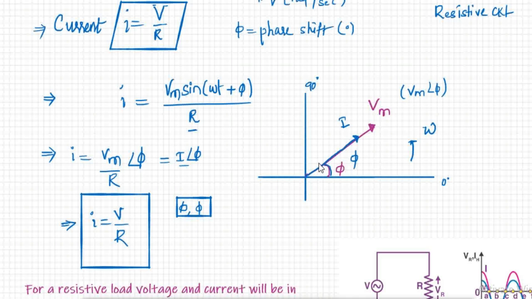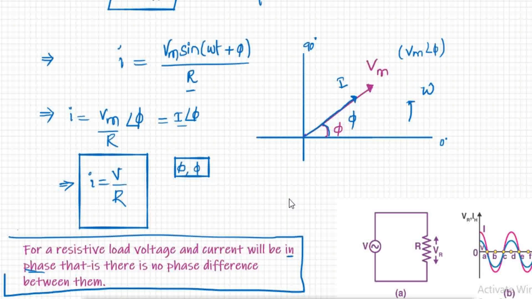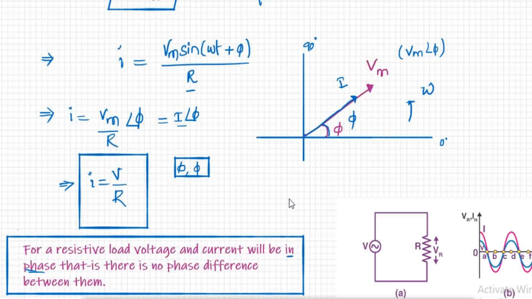Here you can see for a resistive load voltage and current will be in phase. That means there is no phase difference. In phase means the voltage phasor and current phasor coincide. Having a phase difference of 0 is nothing but in phase. If the phase difference is equal to 0, they are called in-phase vectors. Voltage and current are in phase, that is, there is no phase difference between them.